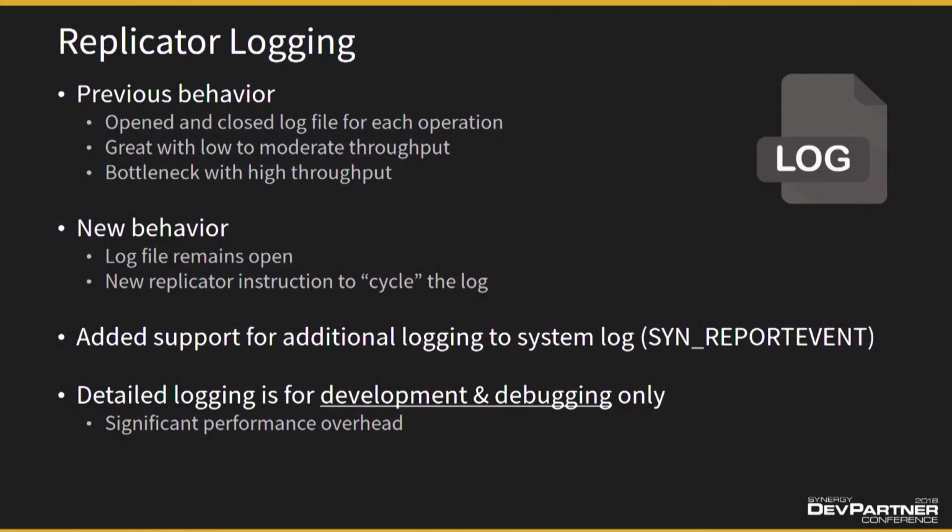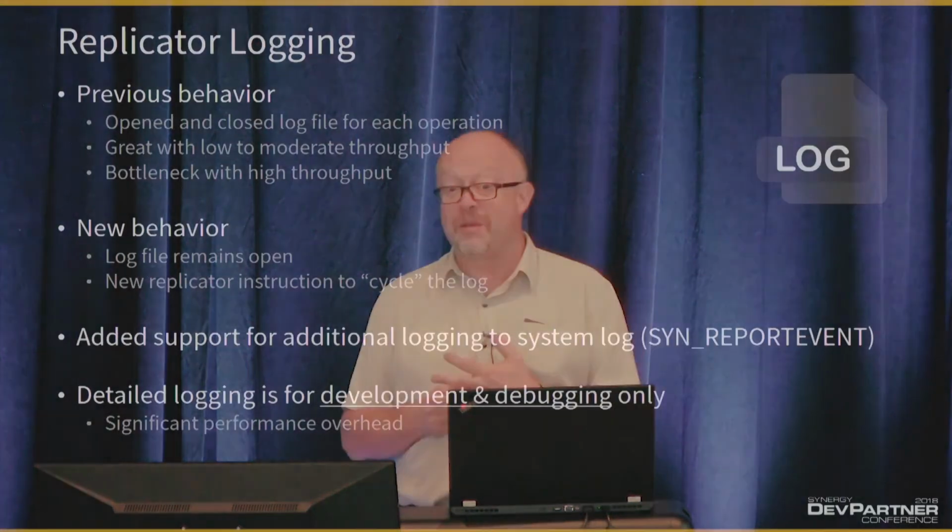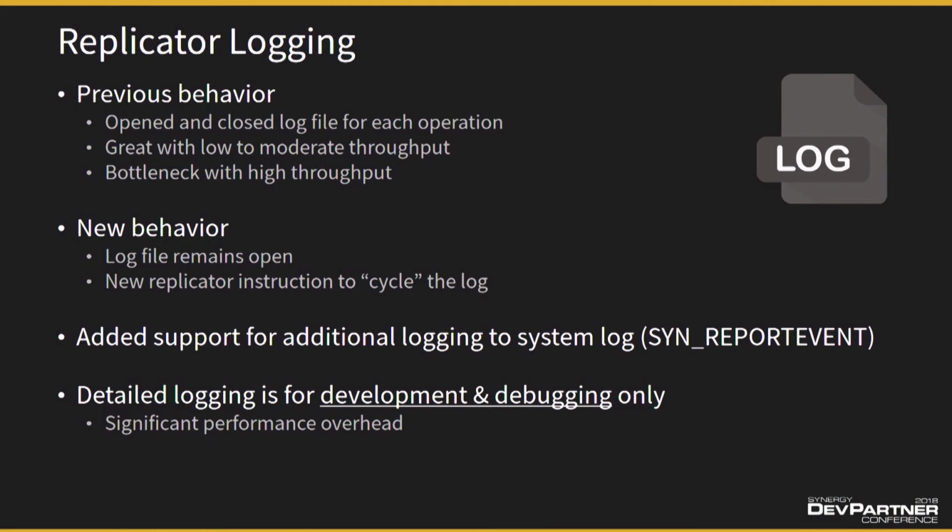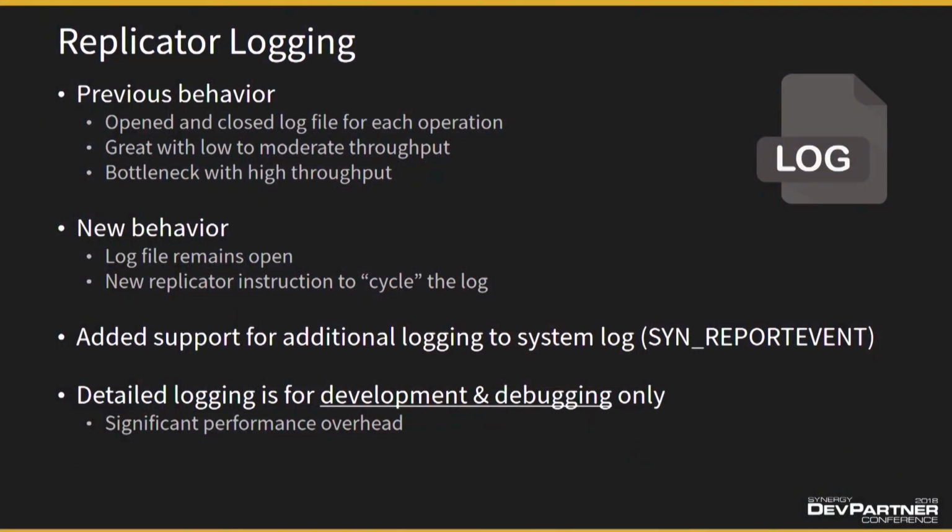Replicator logging. Previous behavior was that the replicator used to open and close the log file on each operation, which initially sounds scary, but in most environments it wasn't that bad. But when we got into Phil's customer with their 2,200 users and tens of millions of things a day, it turned out to be quite a problem. So now, if you've got a log file enabled, the replicator opens the log file one time and keeps it open. There is now a new instruction that you can issue through the queue file to tell it to close the log file and open a new one, if you need to edit or view it while the thing's running.